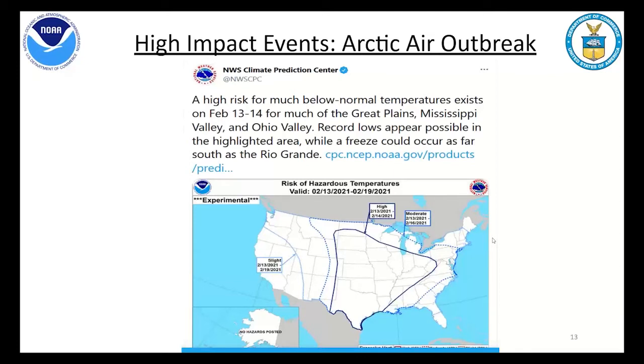All right, so on the other side, we had a big Arctic outbreak, if you remember, back in February, especially across the central and southern regions of the country. Right in the middle of February, the 13th and 14th. And this is a tweet that the Climate Prediction Center sent out, eight or 9 days in advance, showing the high risk for much below normal temperatures across the Great Plains, Mississippi Valley, and Ohio Valley.